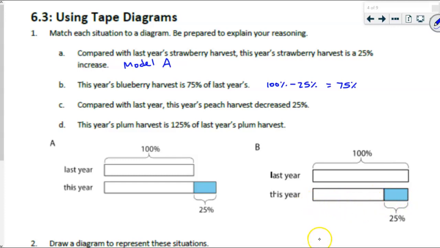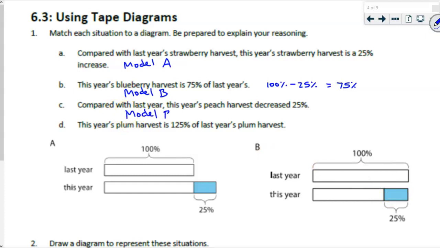Nicely done. Okay, C, compared with last year, this year's peach harvest decreased 25%. What model is that one going to be? Luke. How do you know? Yep, this has an increase of 25%. This shows that decrease. So compared with last year, this year's peach harvest decreased 25%. That's why that 25%, here it was extra, here it's kind of backed out. It's taken away from that. So yes, this is Model B.